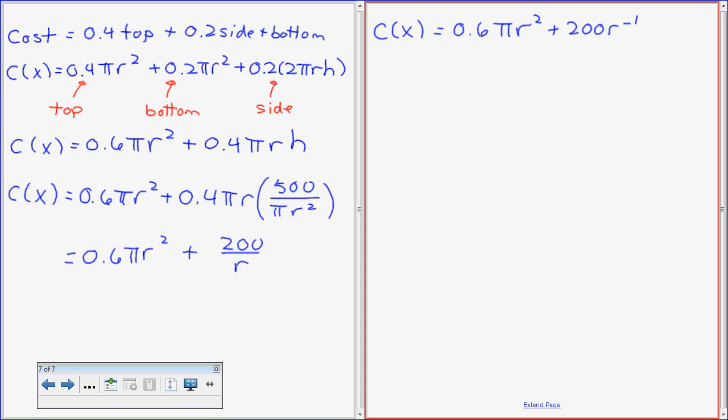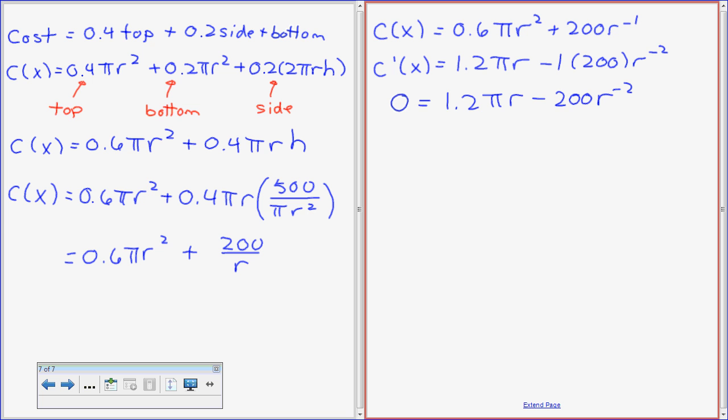Can you take the driver of this one, please? Be brave, you can do it. Take the derivative. Bring down the 2. Maybe you bring down the negative 1, then you go to negative 2. Okay, and this is similar to the one we did yesterday, to solve this. So I'm going to write this as then 0 equals 1.2 pi r minus 200 r to the negative 2.